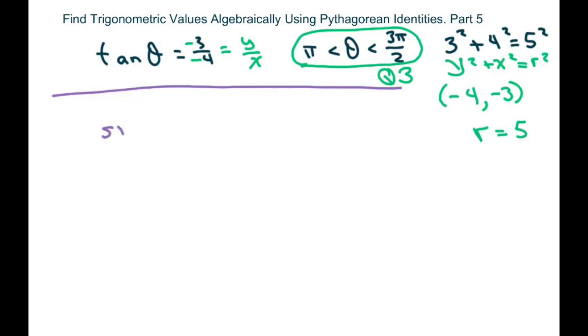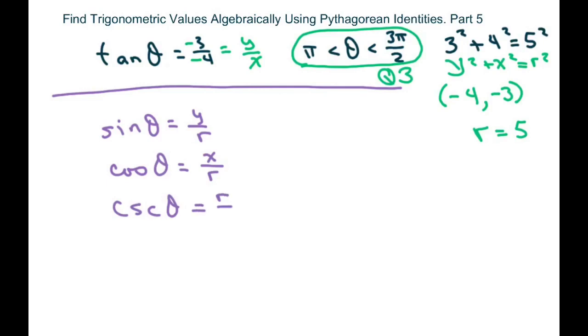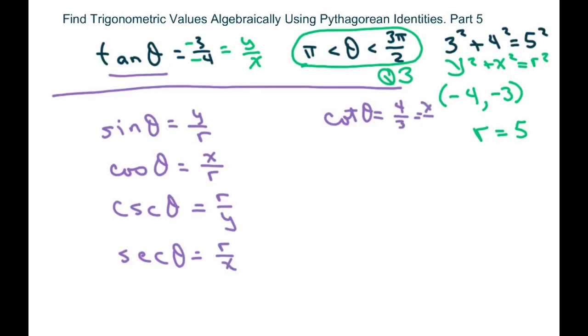Start with sine. Sine is y over r. Cosine is x over r. And then we are left with cosecant, which is r over y, and secant, which is r over x. And then we have also cotan, which is the reciprocal of tan. So that's just going to be 4/3. That's your x over y.